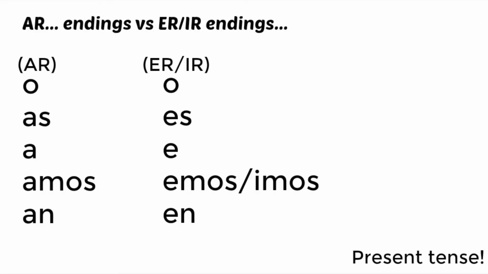Now let's take a look at the comparison here. This is what I was talking about earlier. We have the AR, which is the o, as, a, amos, an ending. And then you have the ER, IR, o, es, e, emos, en ending. And this is the present tense ending conjugation, okay? So memorize this. It's easy once you just get used to this pattern, okay?